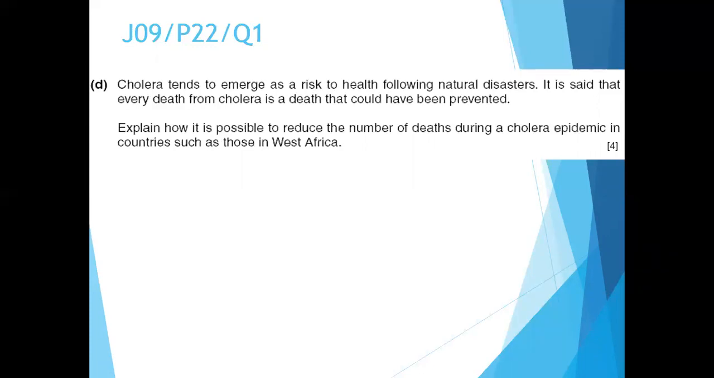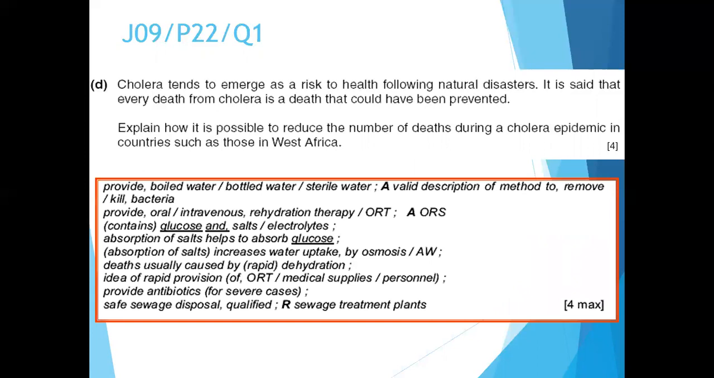Explain how it is possible to reduce the number of deaths during a cholera epidemic in countries such as those in West Africa. So when a natural disaster happens, how can we reduce the number of death cases from cholera? You see, this question is more specific, right?